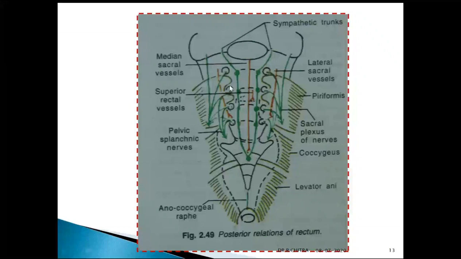So these are the posterior relations of the rectum: lower three pieces of the sacrum, and this is the ganglion impar, where the two sympathetic trunks join. This is the median sacral artery, and this is the superior rectal vessels. So these are the posterior relations in the midline. It is related to these structures.